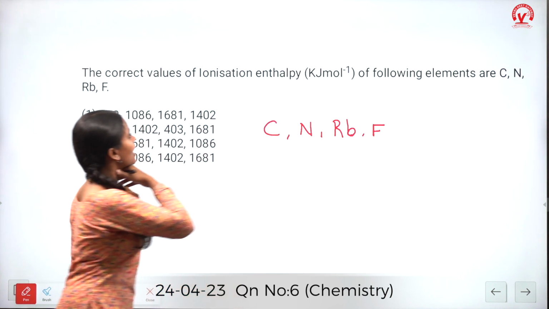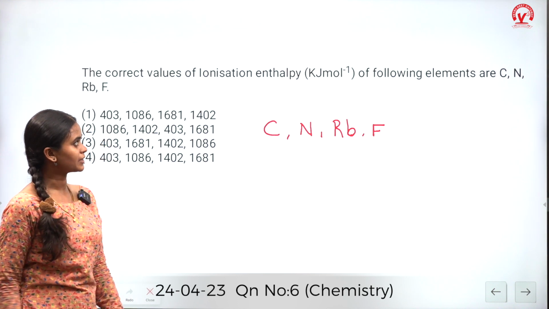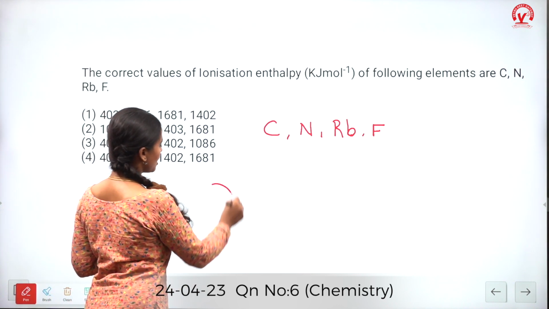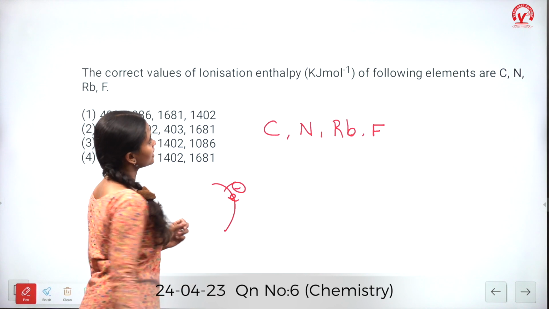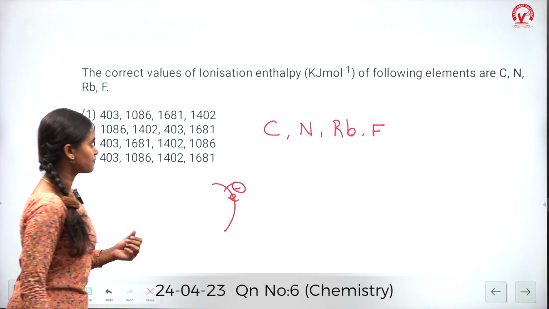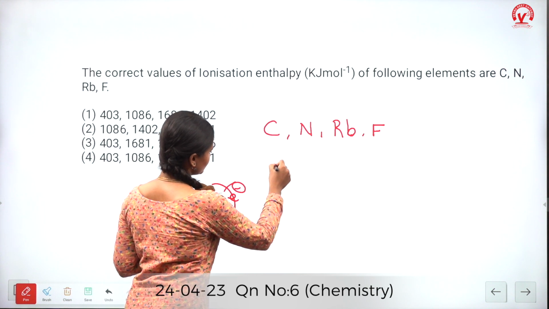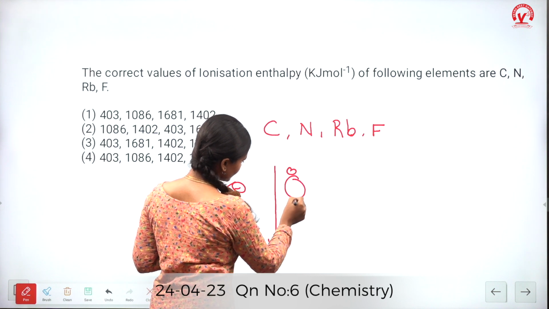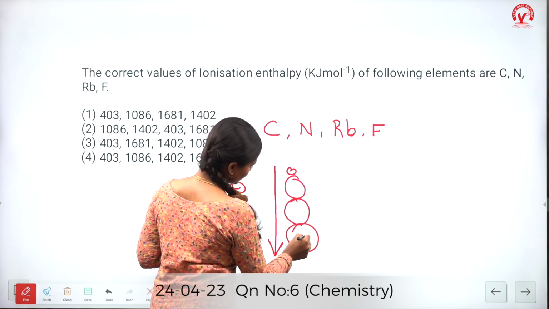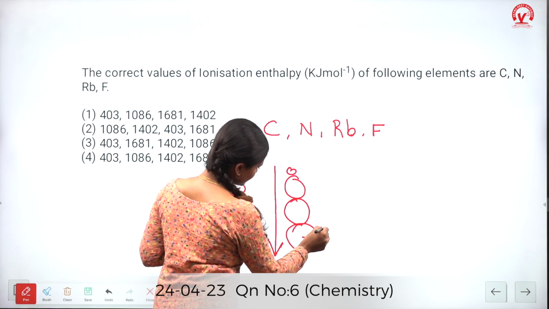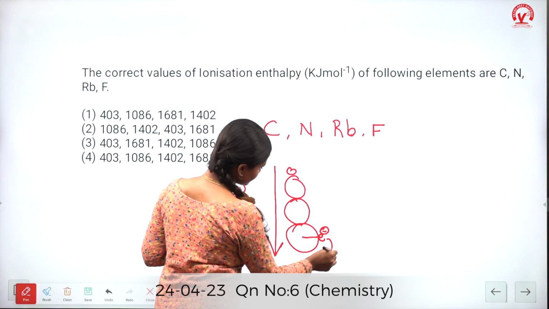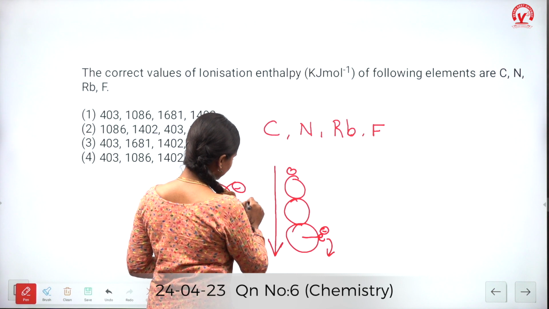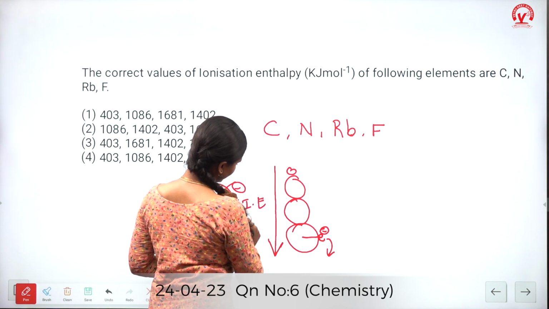Before entering into this, we have to know what ionization enthalpy is. It is nothing but the energy required to remove an electron from the outer shell. This energy is called ionization enthalpy. In the periodic table, when we go from top to bottom, the size of the atom increases. When size increases, the energy needed to remove an electron decreases. So down the group, the ionization enthalpy decreases.